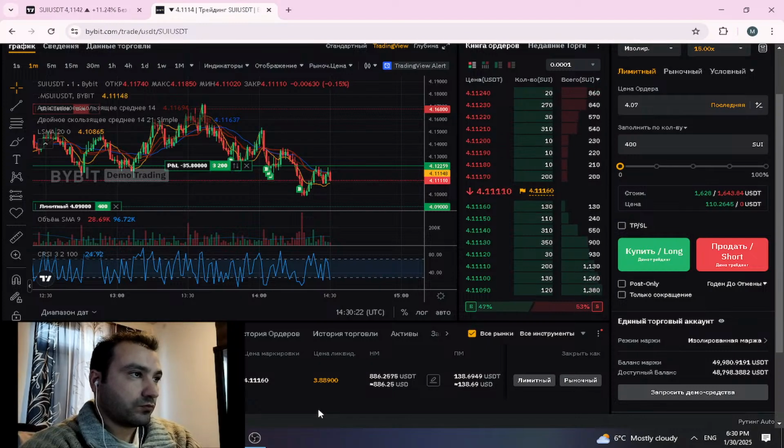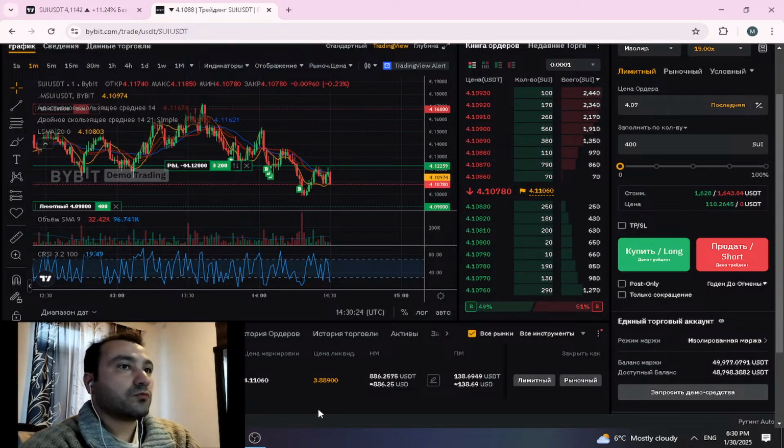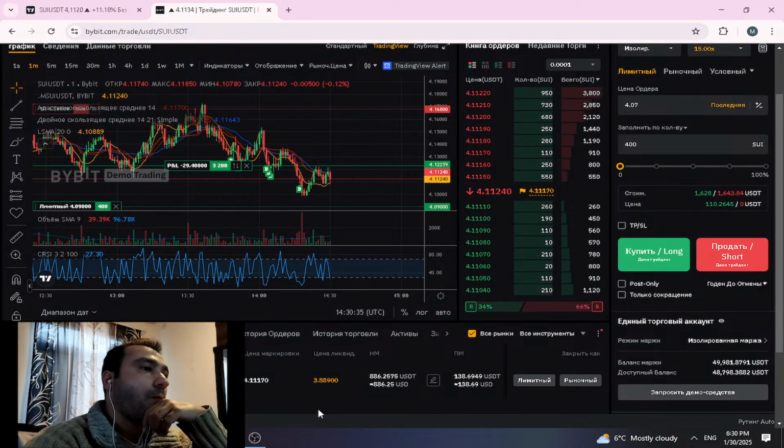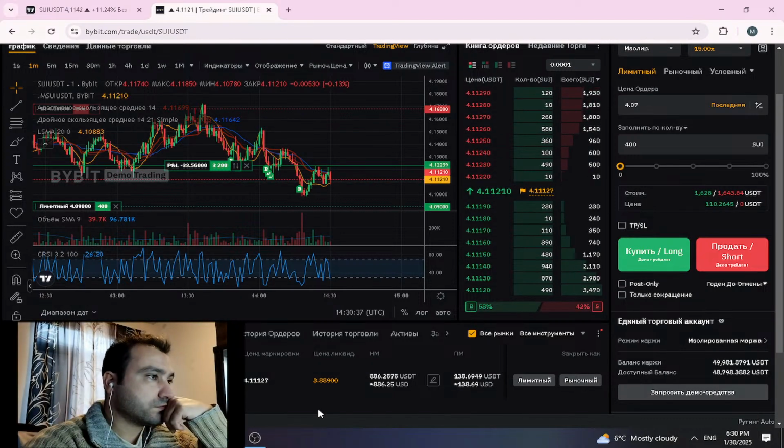And these two are always nice to have. This is for ensuring that you're going with the trend. So this default is, I guess, for 200, but you can adjust that as you see fit. And that will ensure that you're only shorting in bear markets and going long in bull markets.